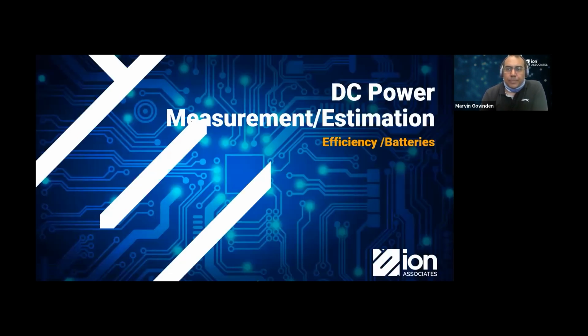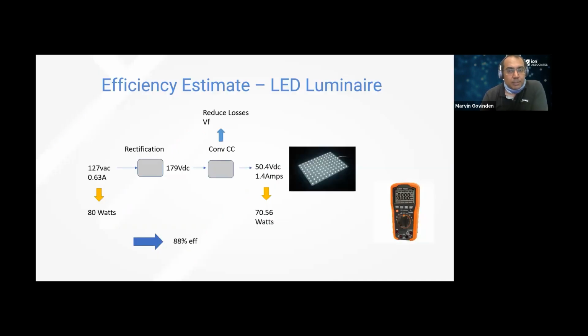Also, we have power systems which are just DC power. They're running off batteries or a battery bank, or it could be an IoT device. We could be measuring the power consumption, or we could be estimating the power consumption.